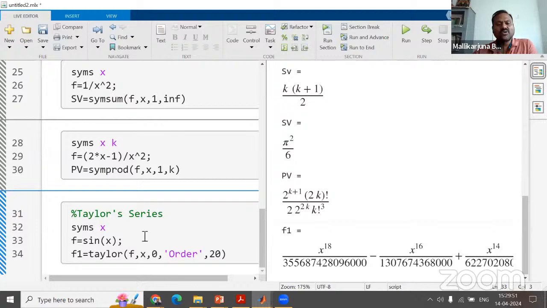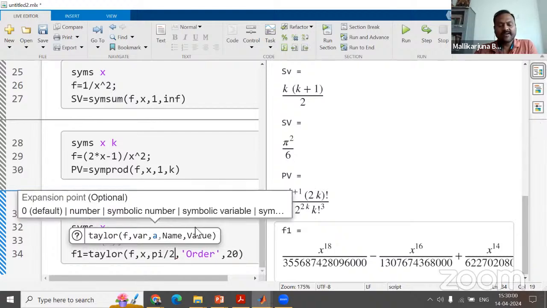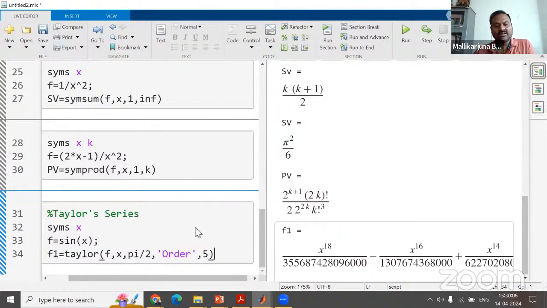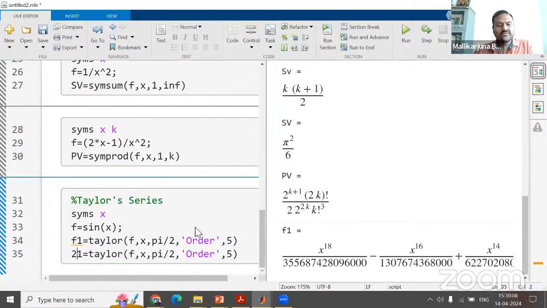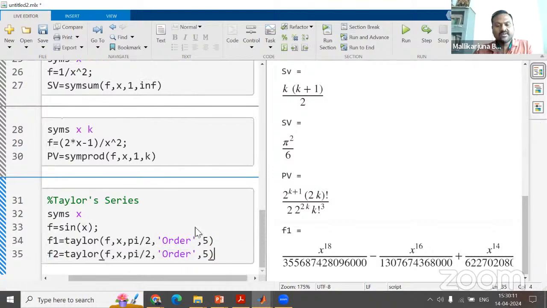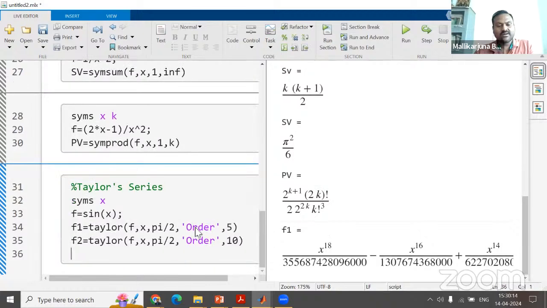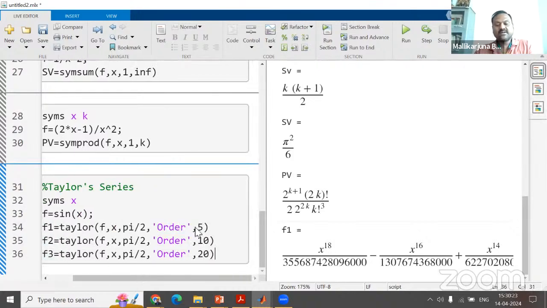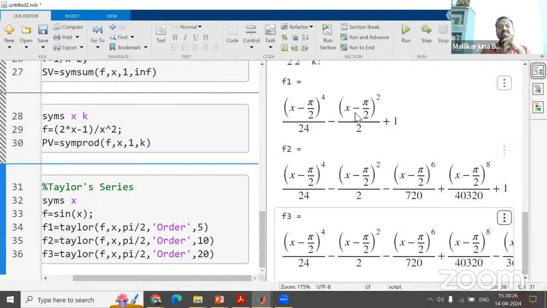F is equal to sin x and this is about pi by 2. So let me take only up to 5 order, F1. Next, F2 will be up to 10th order. F3 is equal to maybe till 20th order. You can see different ones. F1 is only up to 5th order. Next one is at 10th order. Next 20th order like that.